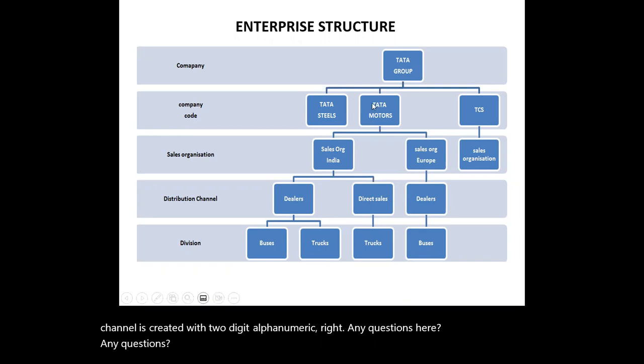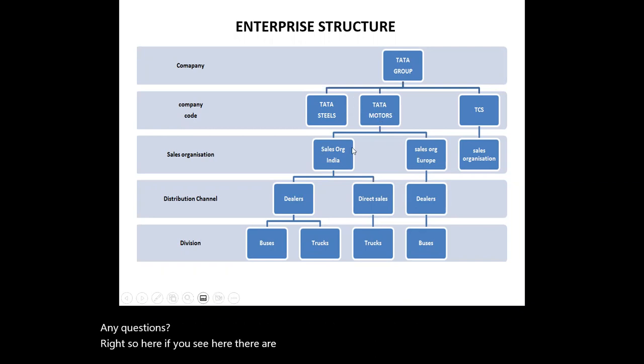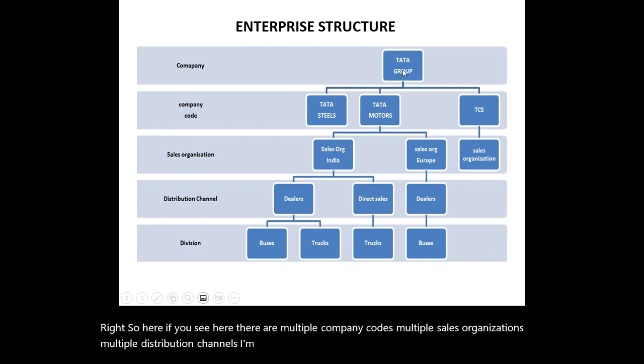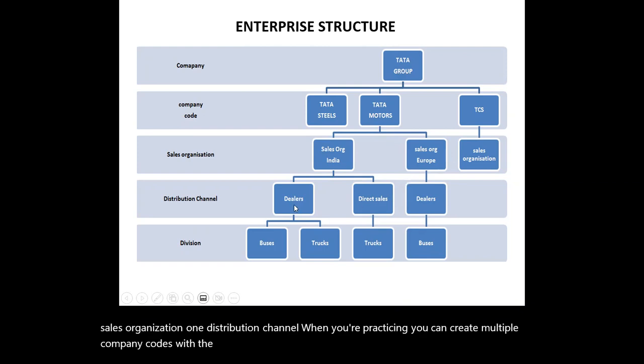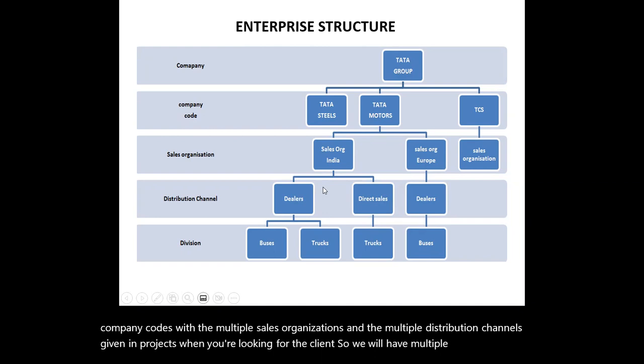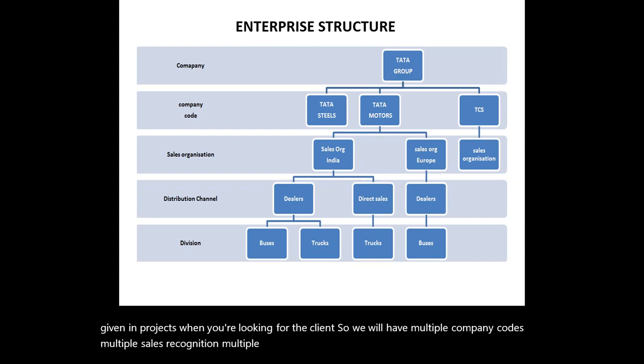Here, if you see, there are multiple company codes, multiple sales organizations, multiple distribution channels. I'm creating only one company, one company code, one sales organization, one distribution channel. When you're practicing, you can create multiple of each. Even in projects, when you're working for a client, we'll have multiple company codes, sales organizations and distribution channels. As of now, there's no need to create multiple organizational units, so I'm just creating only one.